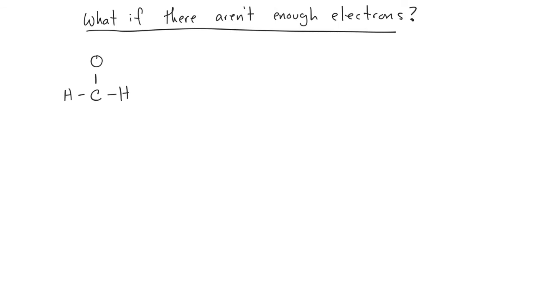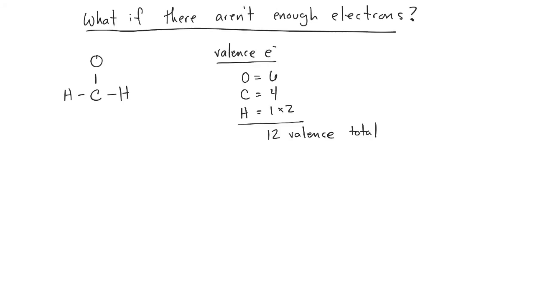Another possibility when drawing Lewis structures is that we may not have enough electrons to give all the atoms an octet. In the formaldehyde molecule, CH2O, we have a total of 12 valence electrons. We will use 6 of those valence electrons for bonding, and that will leave a balance of 6 electrons remaining. And those 6 electrons can be placed around the outer atoms, which is the next step. And so we'll put those around the oxygen.